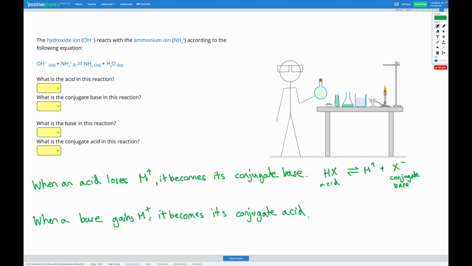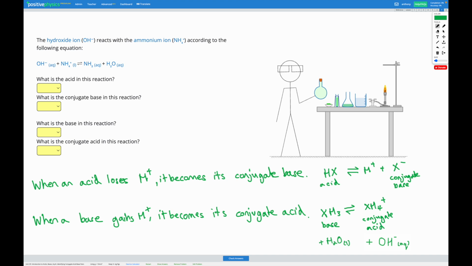Similarly, for a base, let's say we had a base XH3 and it dissociates in water to give XH4+, so it's gained an H+. XH3 would be the base and XH4+ would be the conjugate acid.